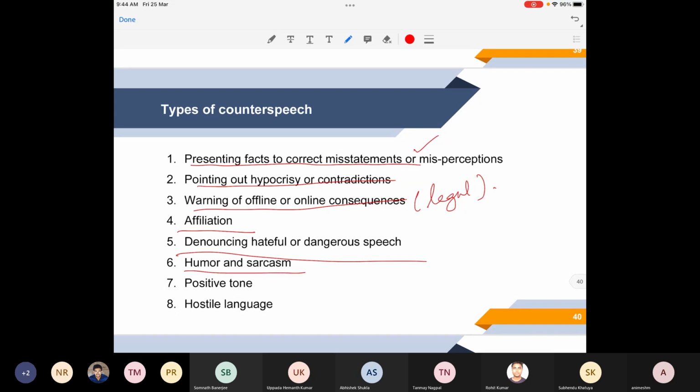Then there is humor or sarcasm. You can respond with humorous comments like, do you in this age also believe in such hateful remarks? You should get educated. All these things come into play in this category of counter speech. Then there is of course positive tone, where you try to nullify the effect of hateful content using positive remarks. And then there is hostile language. As I was telling you, there is always scope to fight hate speech with hate speech, but this is not something we would really expect. We would not want someone to hurl more hate speech in order to combat hate speech.